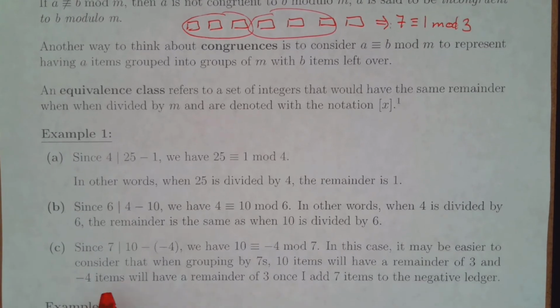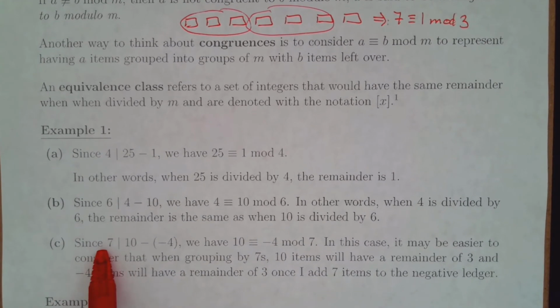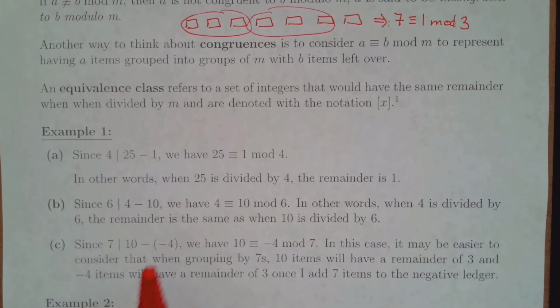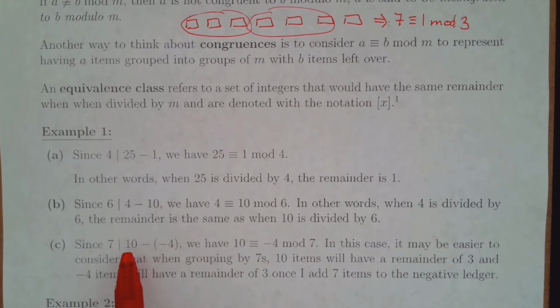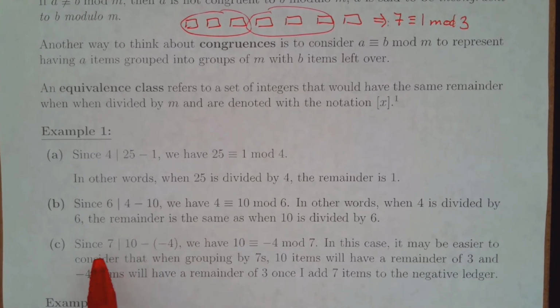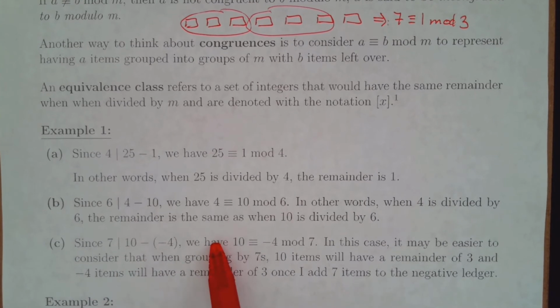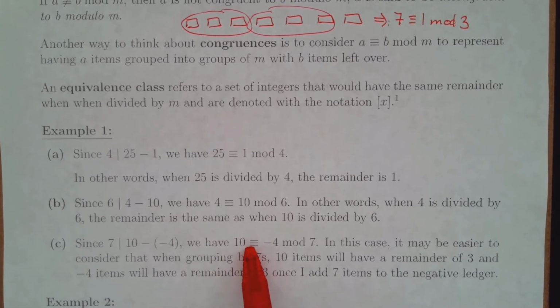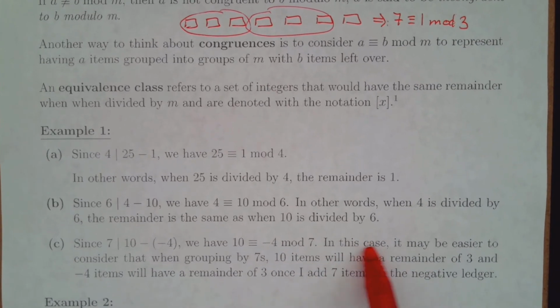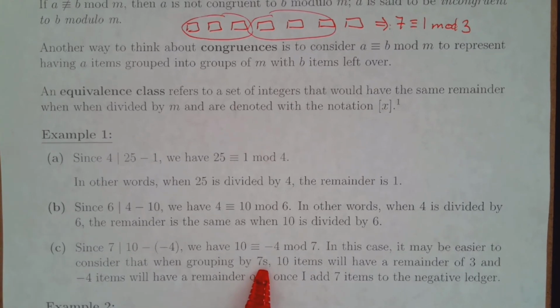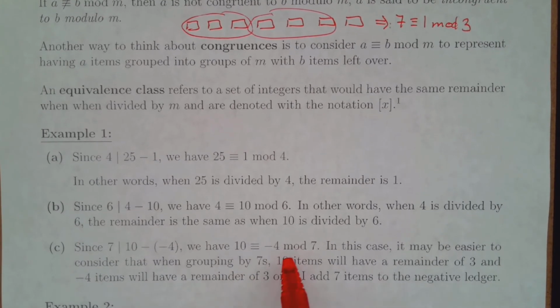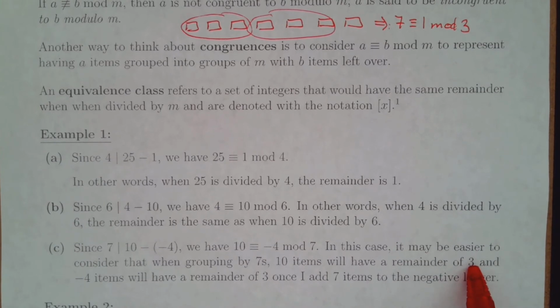Okay? Now, this next one is a bit tougher for people to understand when they're first experiencing modular arithmetic and congruences. And we'll say that since 7 divides 10 minus negative 4, that 10 minus negative 4 is 14. 7 clearly divides 14. Then we have 10 is equivalent to negative 4 mod 7. So in this case, it may be easier to consider that when you're grouping by 7s, if I'm going to say, hey, I'm going to take things in groups of 7, well, 10 items will have a remainder of 3.